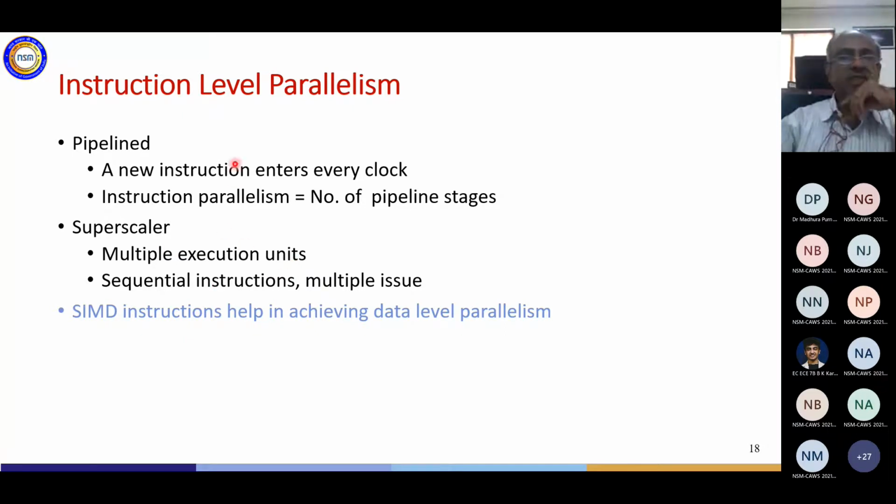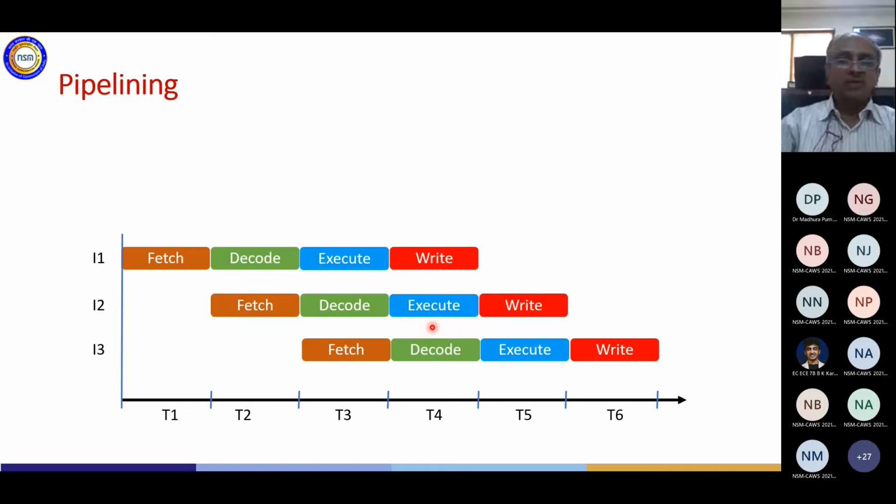While this is instruction level parallelism, pipeline and superscalar, another type of parallelism that you see is SIMD instruction that I mentioned to you, wherein we achieve data level parallelism. I will not spend time on this. You had got an entire lecture on this. So this is the time scale on which instructions I1, I2, I3 are executed.